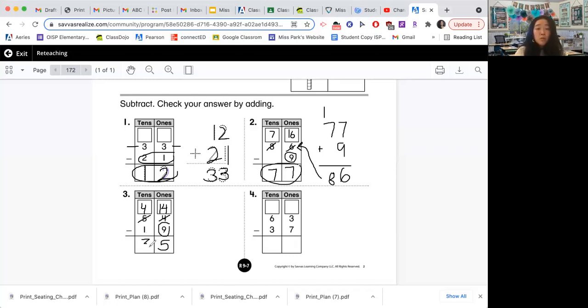4 minus 1 equals 3. So my whole is 54, my part is 19, and my final part is 35. How do I check to make sure 35 is the correct answer?